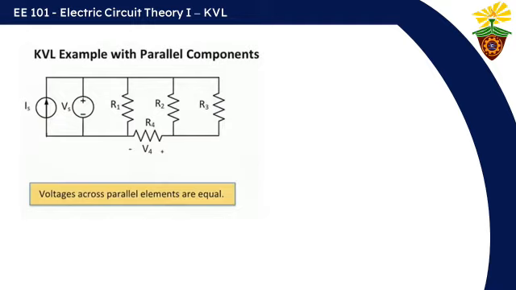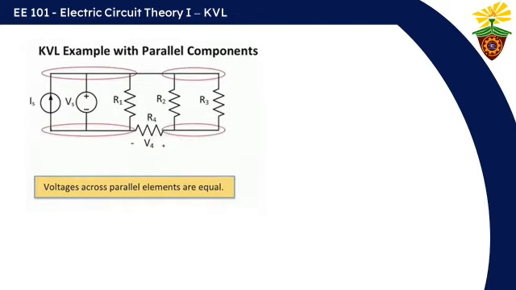Let's look a little bit more carefully at components that are in parallel with one another. So in this case we have 2 sets of parallel components. These resistors, this one right here and this one right here, are in parallel because they share the node at both sides. Similarly, over here, we have these 3 components here are in parallel because they share this node and this node. Now, what we've said before is that voltages across parallel elements are equal.